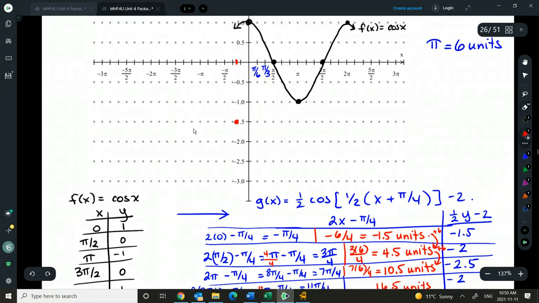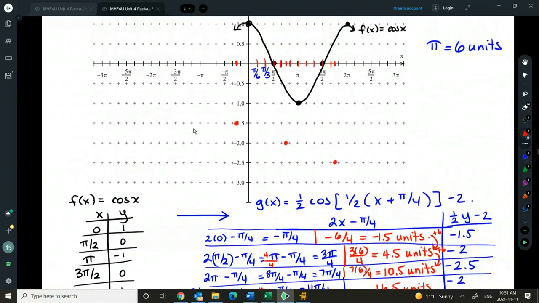The next one says 4.5 units. So 1, 2, 3, 4.5 at negative 2. So plot that down at negative 2. Next one says 10.5 units. So this was 4, 5, 6, 7, 8, 9, 10.5. Plot that at negative 2.5. So we're just counting 6 units over every time here. Okay, next one, 16.5 units. So this was 10, 11, 12, 13, 14, 15, 16.5. Back at negative 2.